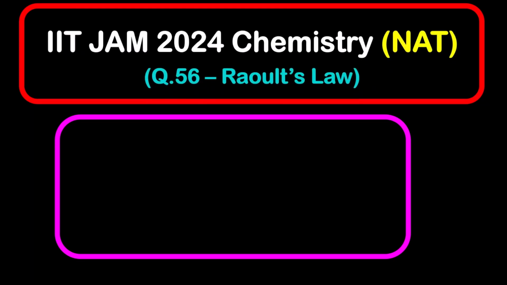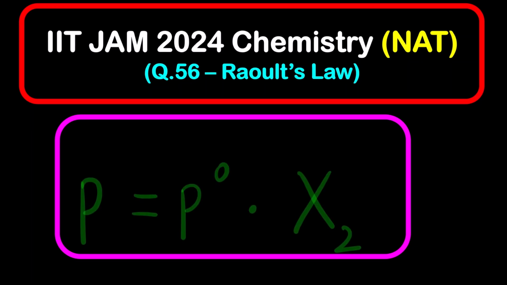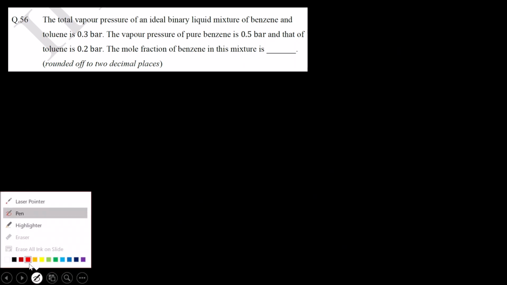So in this video, we are going to solve question 56 of the JAM 2024 chemistry paper from the NAT section, numerical answer type, that is based on Raoult's law. Raoult's law is part of relative lowering of vapor pressure, and this is the formula that we are going to use. First, let us write down the given data.